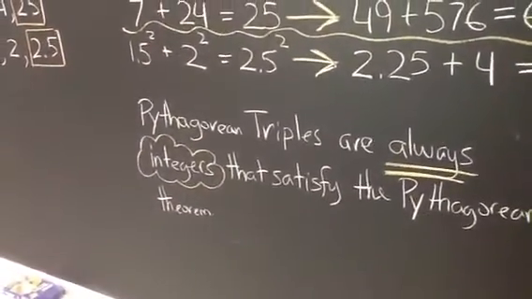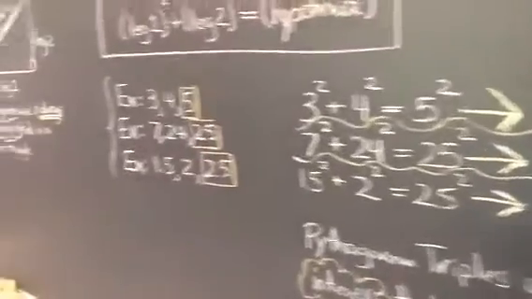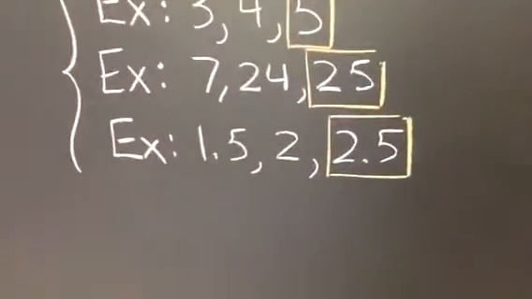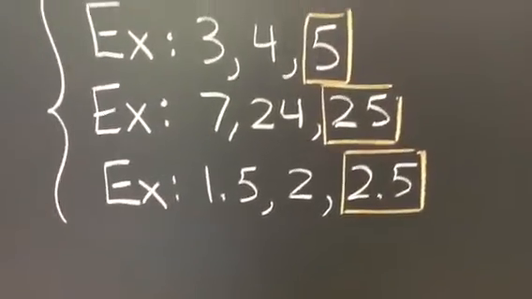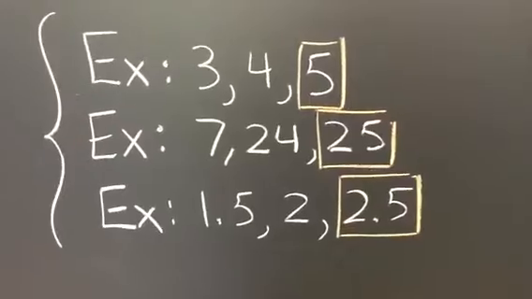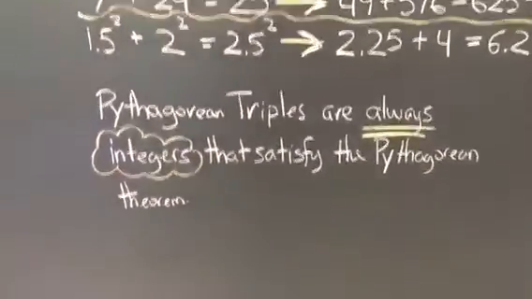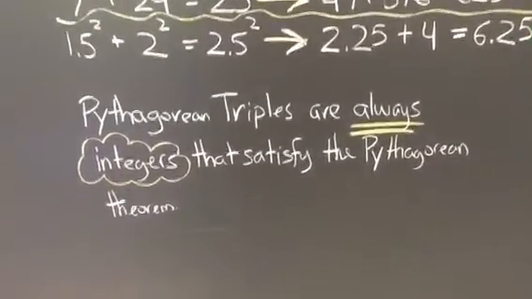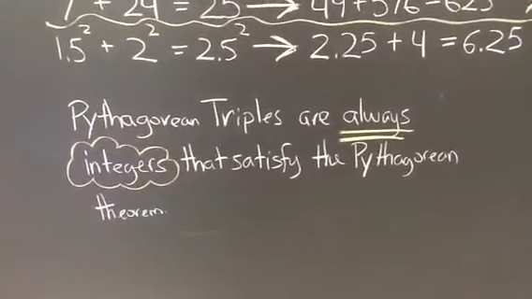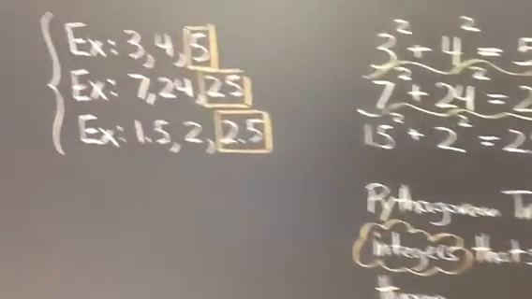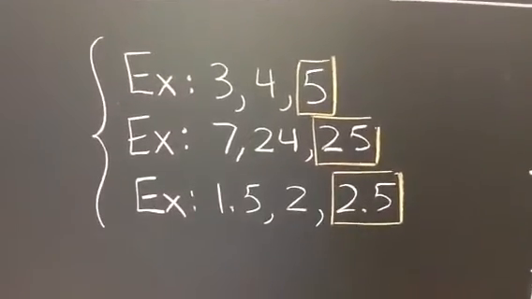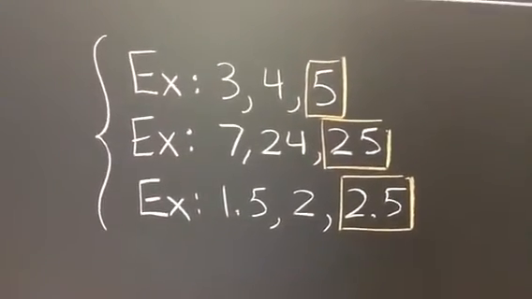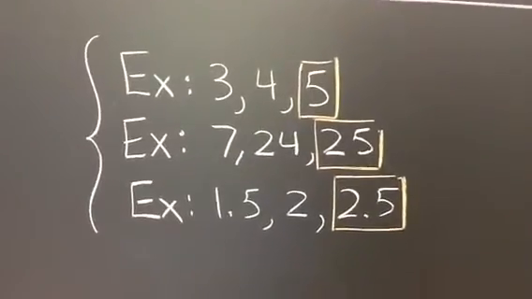Okay. Well, I don't know if you've heard of this term, but we're going to talk about Pythagorean triples. Now, like I said, the numbers that satisfy a Pythagorean equation don't have to be whole numbers. They don't have to be integers. However, there are a certain set of numbers that we call Pythagorean triples. And Pythagorean triples are always integers. They're always whole numbers that satisfy the Pythagorean theorem. So in the examples I just gave you, only the first 2 qualify as Pythagorean triples. Even though the third one works, 1.5 and 2.5 are not integers.